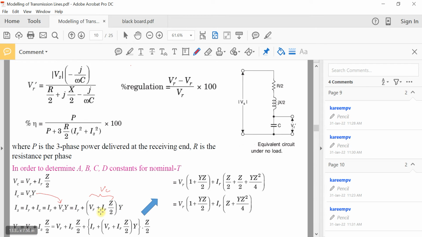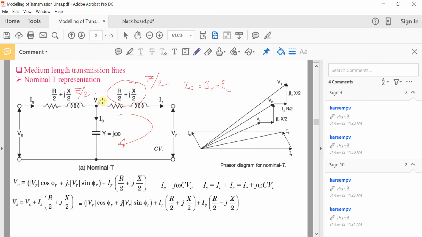And if you rearrange the terms in this expression, this is one equation which represents Is in terms of IR and VR. Another equation you can write for Vs: from this formula you can see that Vs is equal to Is into Z by 2, which is the drop across this impedance, and the voltage here VC.